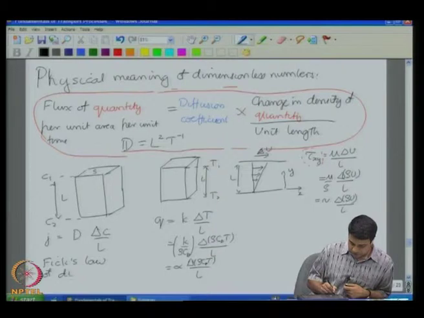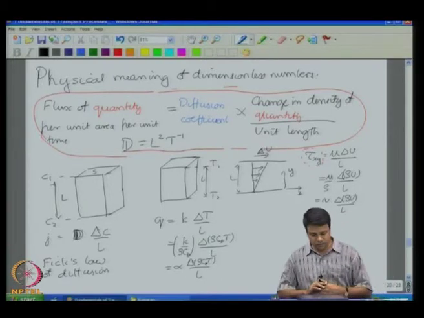Of diffusion. And this coefficient here, D, is the diffusion coefficient.